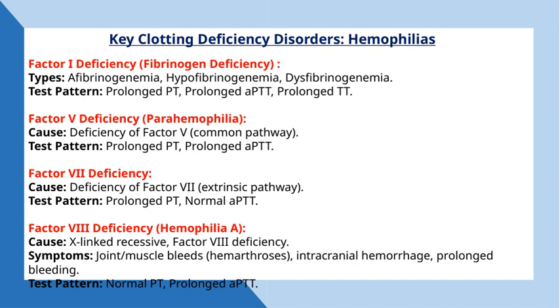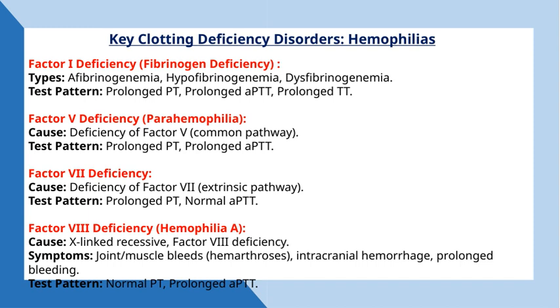Next is factor VII deficiency. This one is a bit different because factor VII is part of the extrinsic pathway. So in deficiency, you'll see a prolonged PT, but interestingly, the aPTT remains normal. That's a key point because it helps us pinpoint the specific pathway involved.